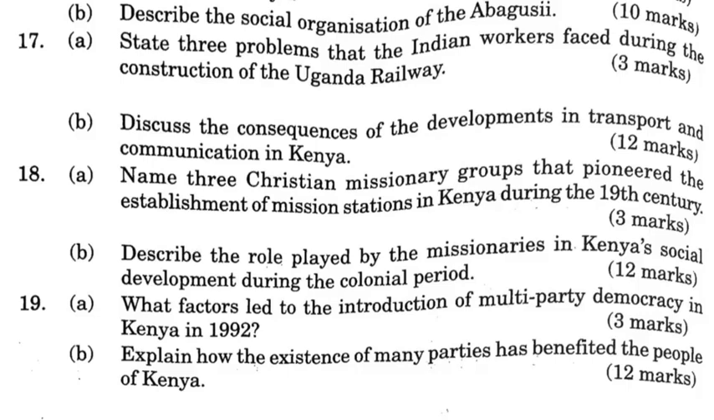They faced hostility from some local communities, for example, the Nandi, who stole railway construction materials. 17b, discuss the consequences of the development in transport and communication in Kenya. It led to the expansion of both local and international trade. People from different parts of the country were able to interact, thus promoting national unity.